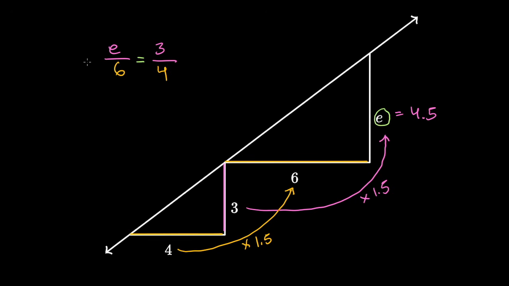If you multiply both sides by 6, you are going to get that E is equal to 3/4 of 6, which is the same thing as 0.75 times 6, or you could view that as 18 divided by 4, which is the same thing as 9 divided by 2, which is 4.5. And we get the exact same result.